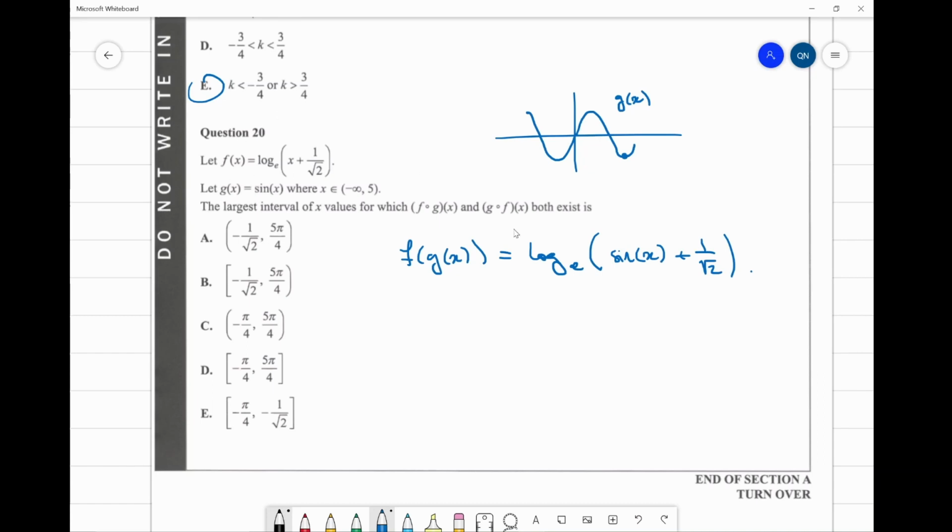So x is going to be, so we can probably go up to 5 here. Well, actually, because log, we want this to be greater than 0. So when is sine of x plus 1 over root 2 greater than 0? It's greater than 0 when sine of x is greater than negative 1 over root 2. So we want sine of x to be greater than negative 1 on root 2, which is probably around here. Okay, when does that occur? Well, it occurs for all these values over here.